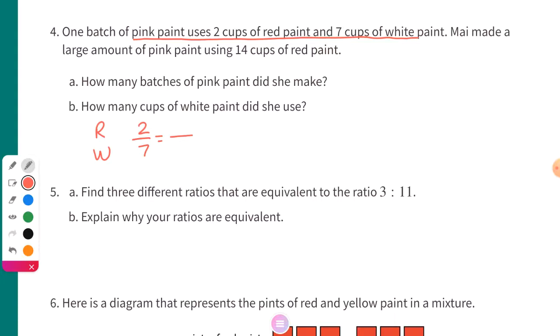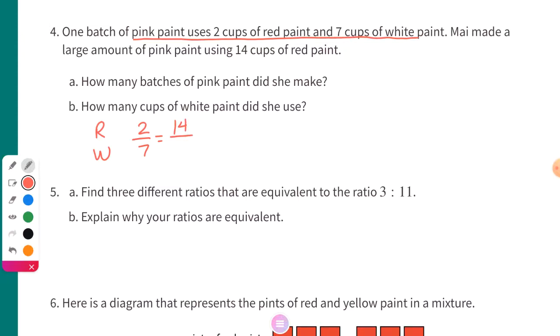Nate, what's the third number it gave me? 14. It says, I made a large amount of pink paint using 14 cups of red. Where do I put that 14? Stella? If it's red paint, I put it at the top. Why should I put it at the top? Because it's red and I have red on top.